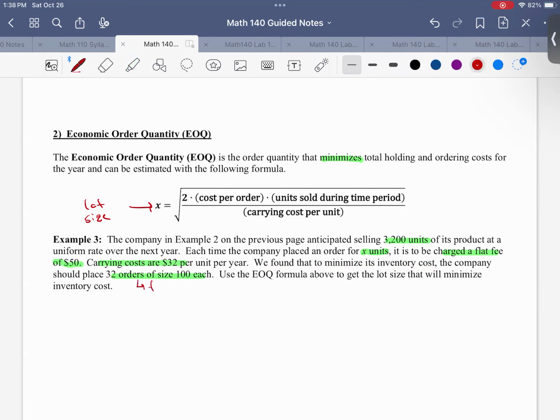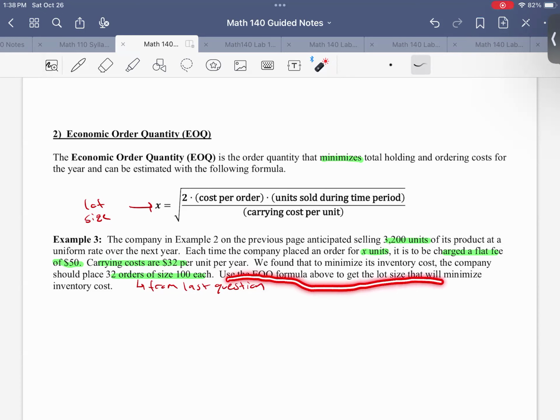So from the last question, we found that the lot size was 100 and that we should do 32 reorders. Okay, so we want to use the EOQ formula above to get the lot size that will minimize inventory costs. So we're going to use this formula to get lot size.